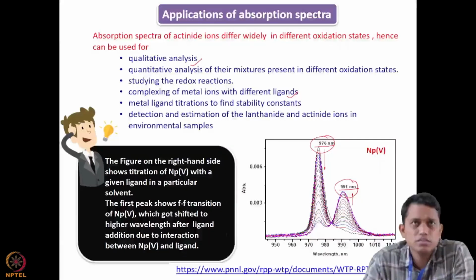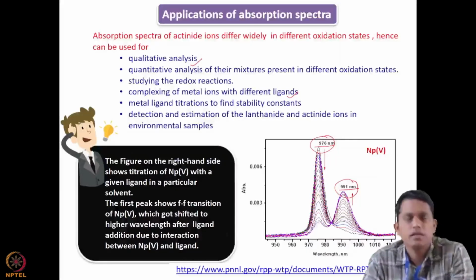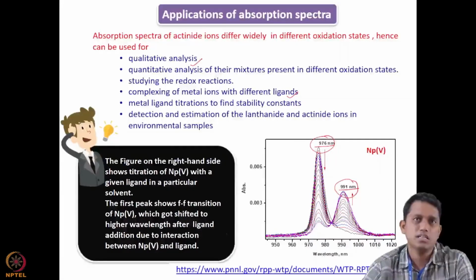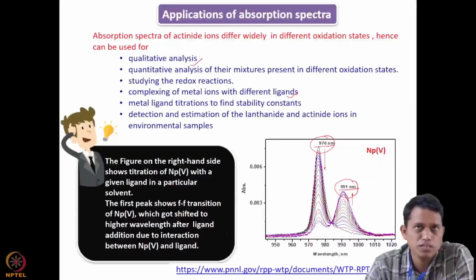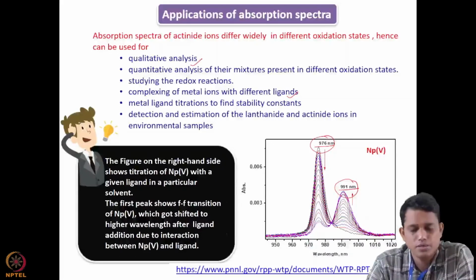You can also estimate the lanthanides and actinides present in environmental samples in a very small quantity. In cases when the quantity is so small, we generally prefer to use some kind of chromophoric reagents, which again have a very high epsilon value, and because of their very high epsilon value, you can go to a very low concentration. With that, we'll move to the other spectroscopy, that is called emission spectroscopy.